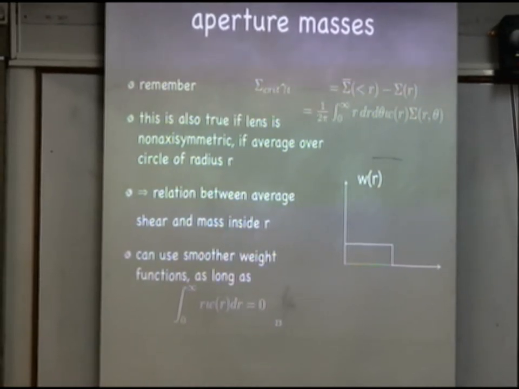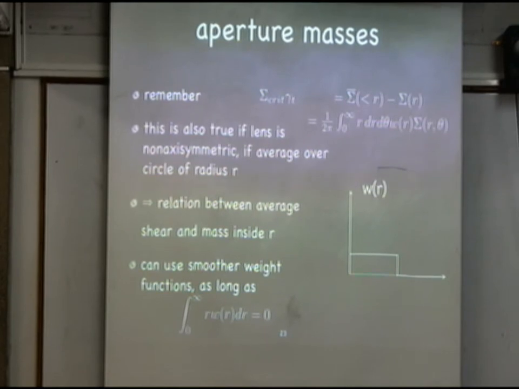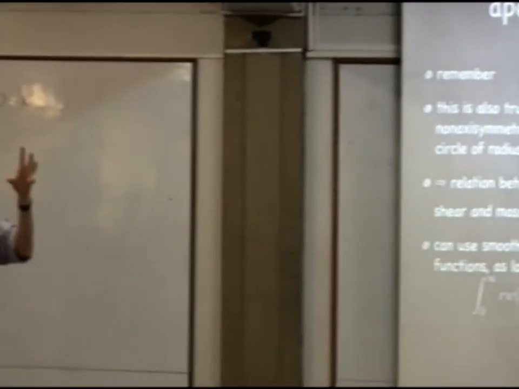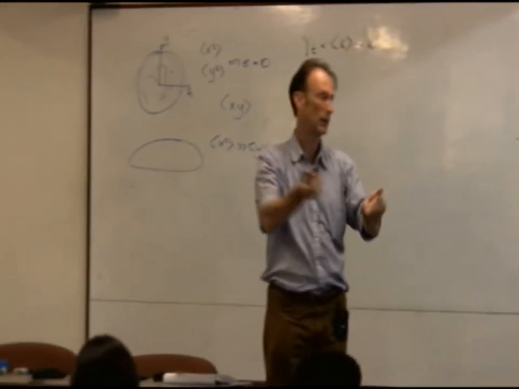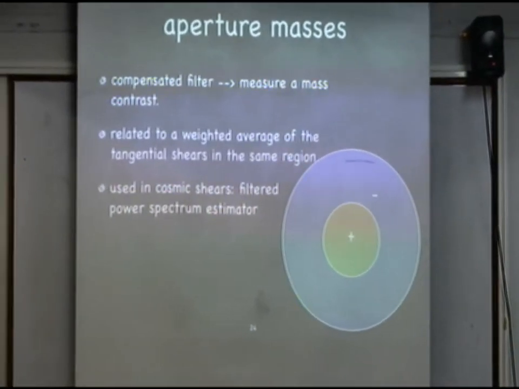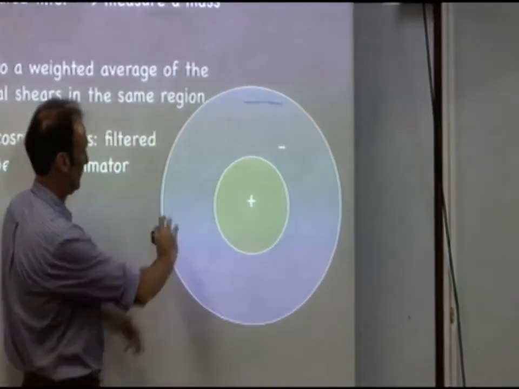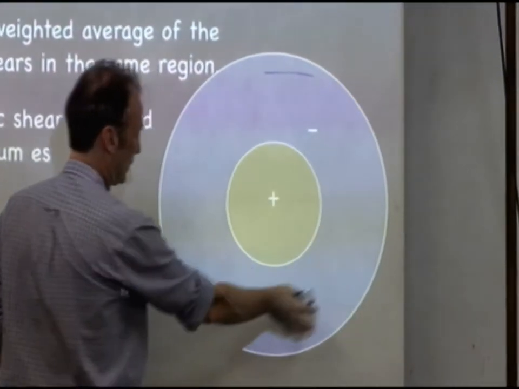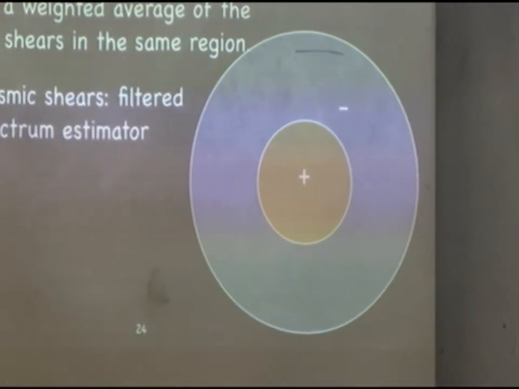So this is a way of measuring, again, I'm not going to go through all the details, how much mass is enclosed on a circle of the sky just by measuring the shear on rings in the sky around those circles. And I think I have it in a diagram here. So if you want to know how much mass there is in this whole area, then it helps to measure the gravitational shear, the tangential shear, over a ring around it.